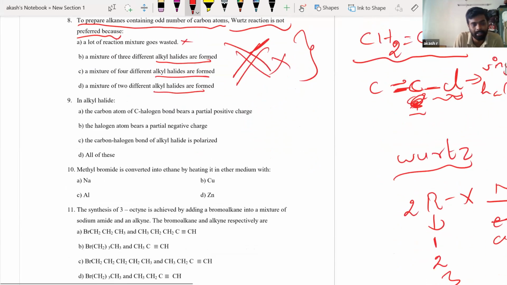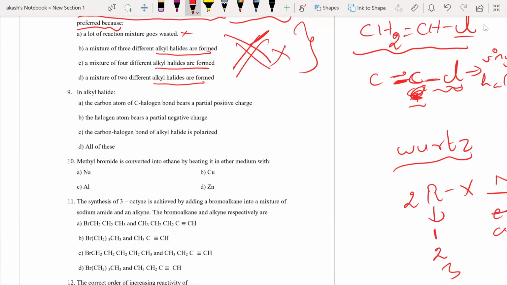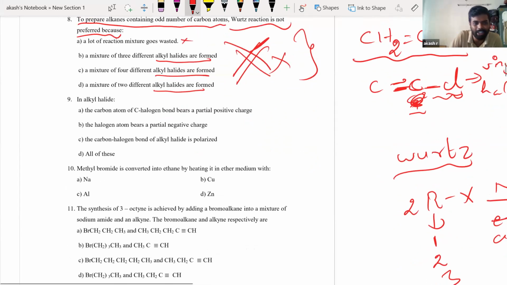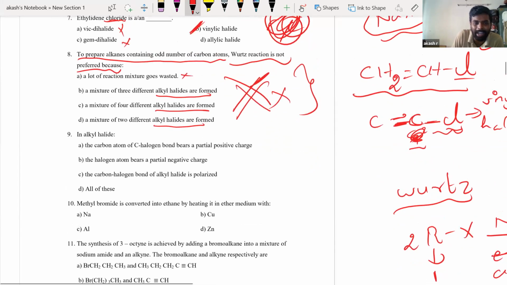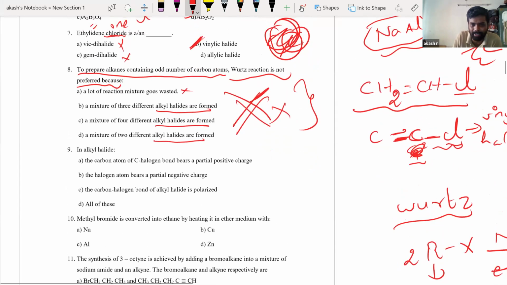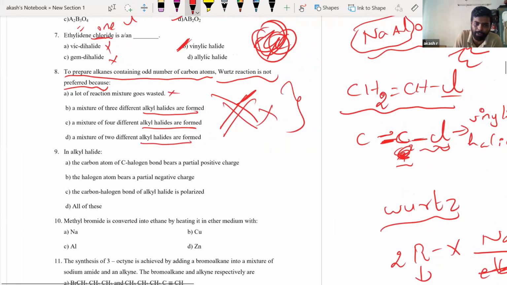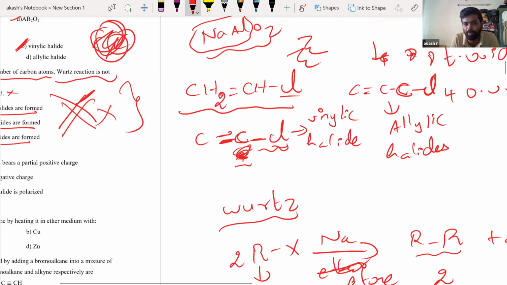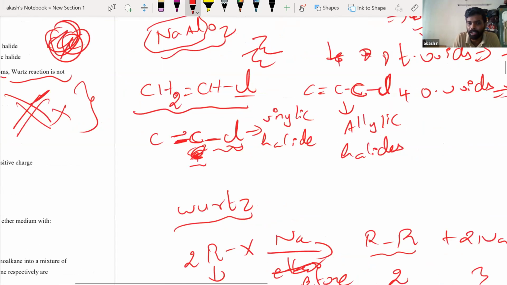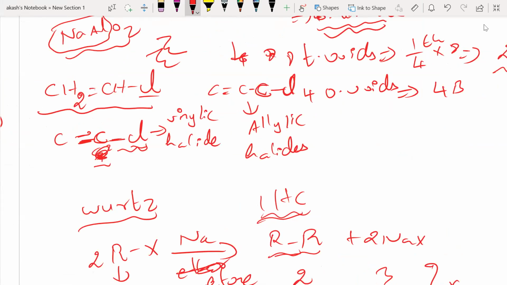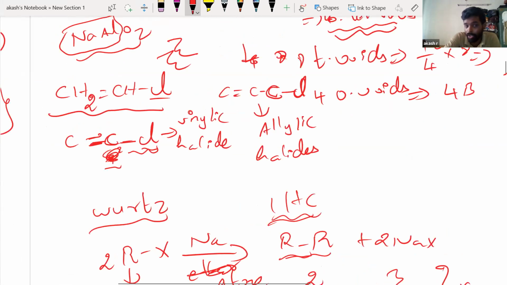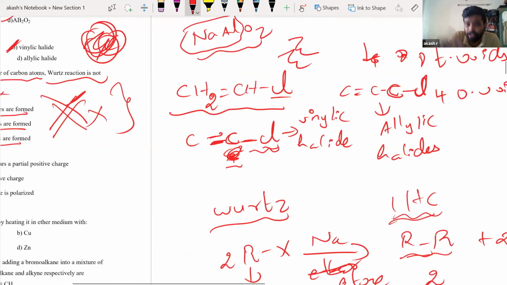So in alkyl hydrocarbon, then what would be the answer? Even if all these are hydrocarbons, I am forming only one hydrocarbon. See, there is only one hydrocarbon formed. I don't have any mixtures getting formed here. Now, the correct answer to this question would have been based on the mechanism.